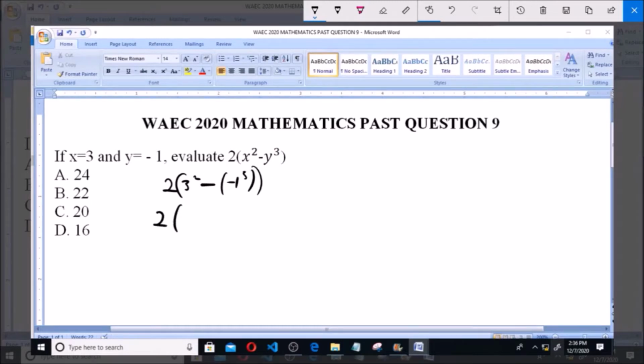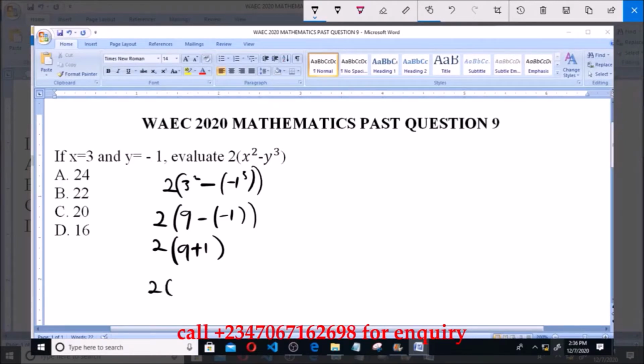So we have 3 squared, which is equal to 9. Then minus, now minus 1 cubed gives us minus 1. That's minus 1 times minus 1 times minus 1, which is minus 1. So this is equal to 2 into 9 plus 1, and that is 2 into 10, which is equal to 20. So the answer to this question is option C, 20.